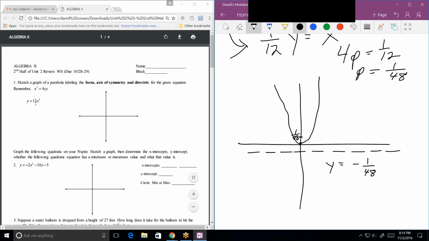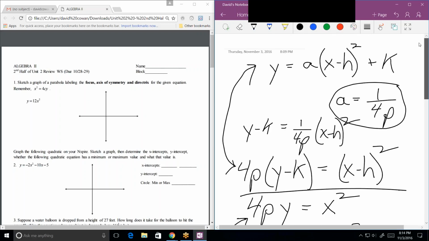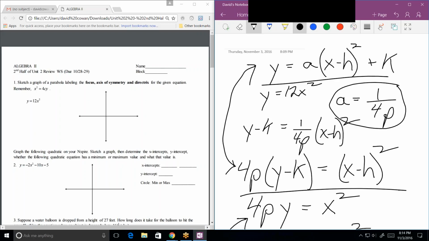Let's see if our p came out right. In other words, if I go back and don't use their format, but use this format, I get y equals 12x squared, right? Well, we know that a is 12 from that. So if a equals 1/4p, and I know a is 12, if I do the math, multiply by p and divide by 12, I get p equals 1/48. So I did it correctly.